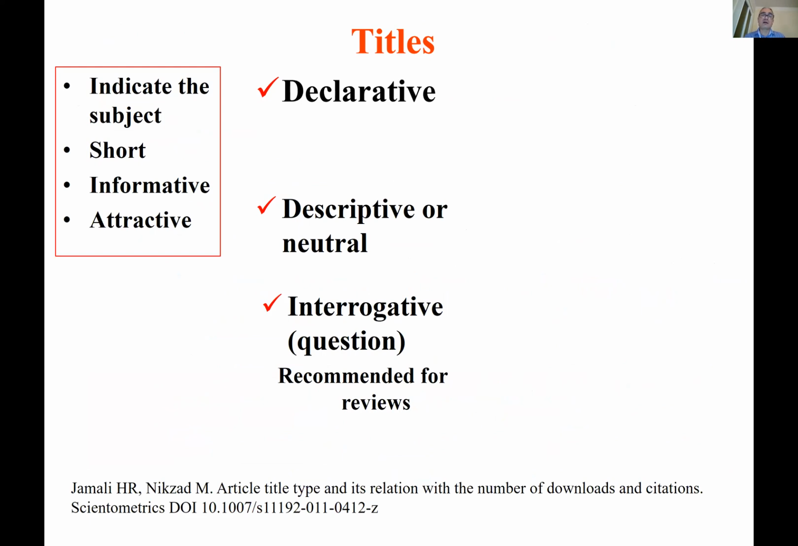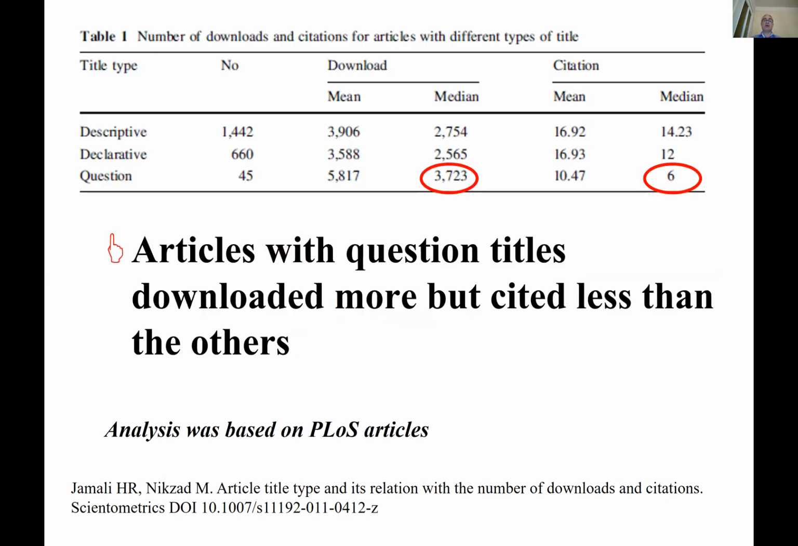Titles differ based on article type. For research articles or original research papers, we have declarative titles, whereas for review articles, we have interrogative, question-type titles. Now, if you put a question mark in the title of your review, you increase the influence of your article.